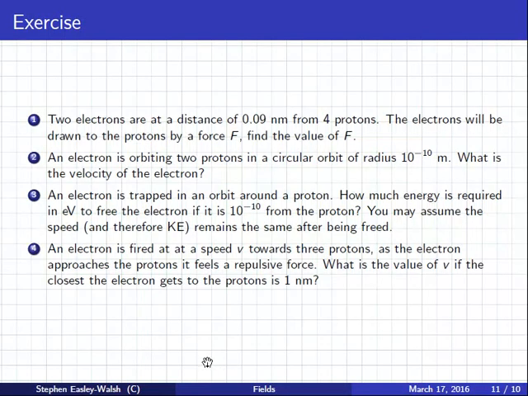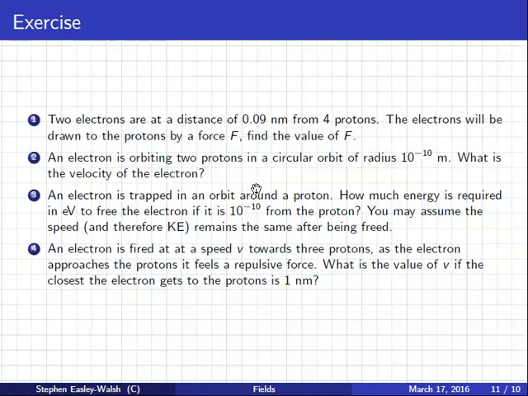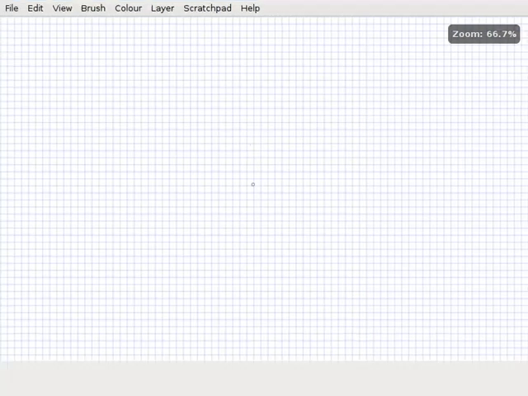The electrons will be drawn to the protons by a force F. Find the value of F. Okay, so what we need to get on our calculator is the charge of an electron, which is number 23.